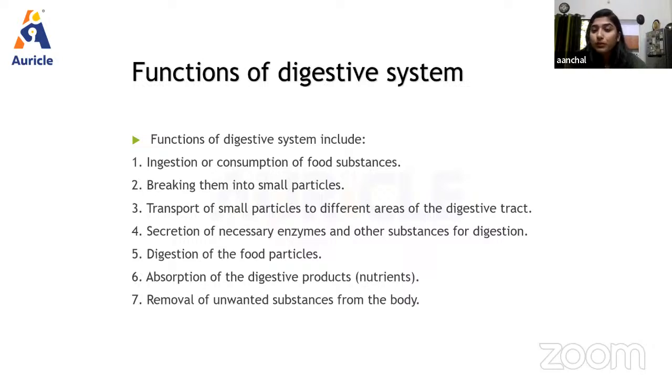Then digestion of the food particles. Digestion of the food particles again starts in the mouth, then stomach, then small intestine, and last we have the large intestine. Then absorption of the digestive products. As we know, absorption occurs in the small intestine with the help of structures known as villi. Then last, we have the removal of unwanted substances from the body. The removal of unwanted substances is known as defecation, and we also call it egestion of food.